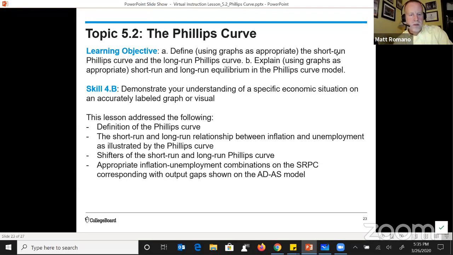We've learned about skill B. We should feel confident about skill B and how to utilize that to demonstrate that we know what we're talking about, that we can actually illustrate this economic situation on an accurately labeled graph of the Phillips curve. And we've made connections between the short run, long run Phillips curve and the ADAS model. And that was that last little piece there. Never forget to make those connections. ADAS is our picture of the economy, but we can show the same scenarios in different ways. And this is one different way we can do that.